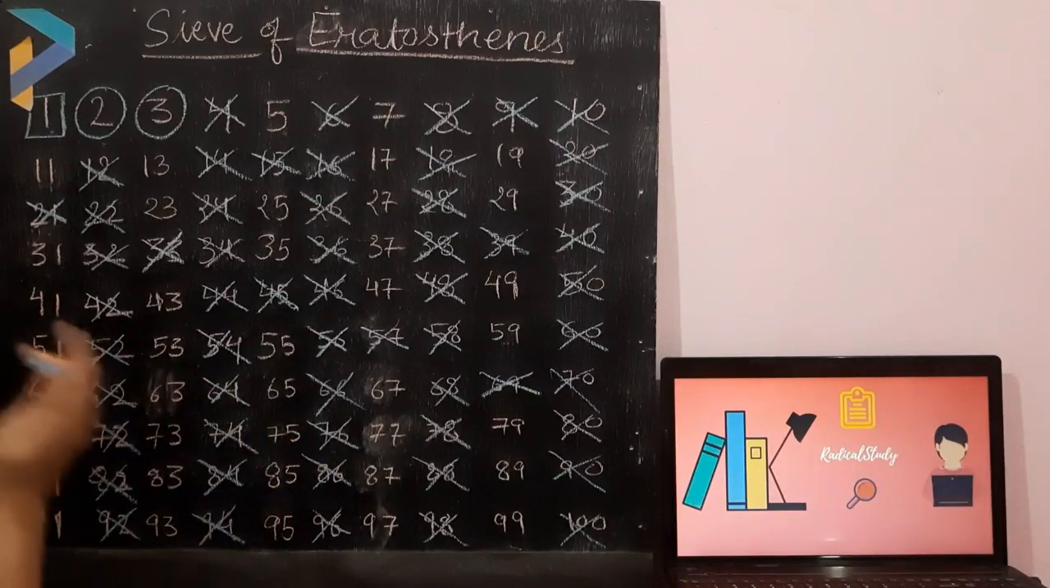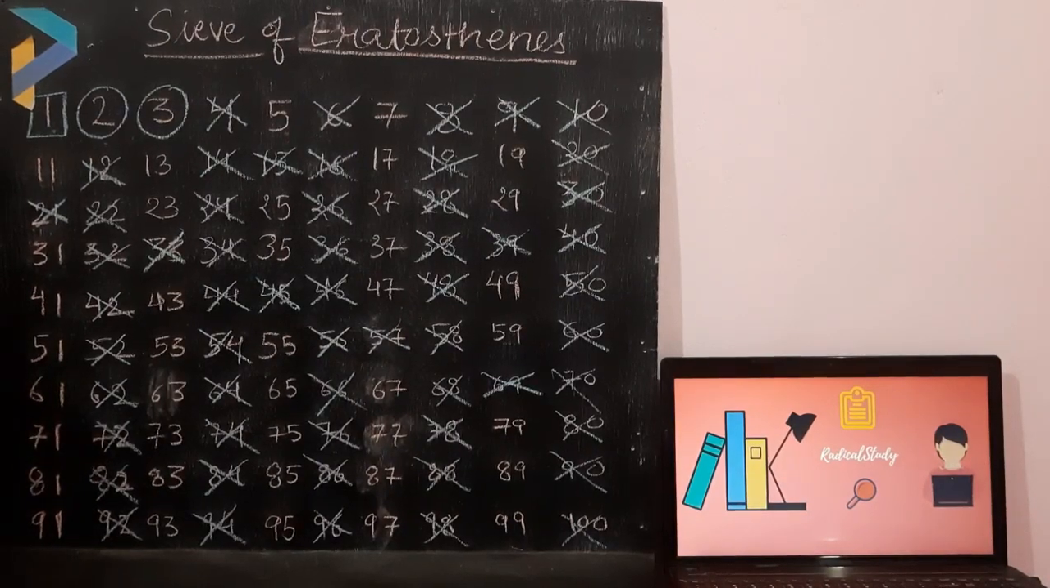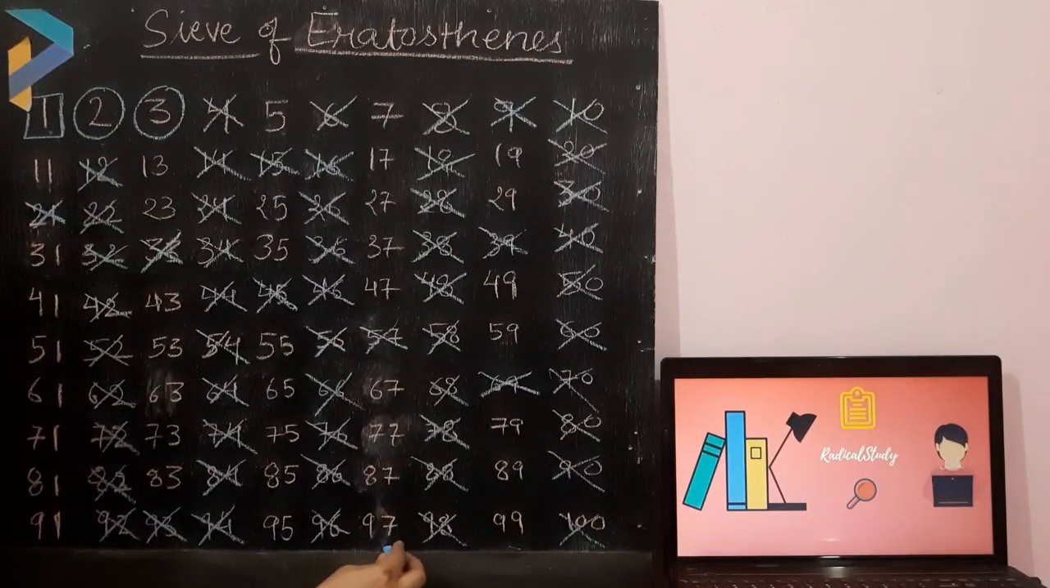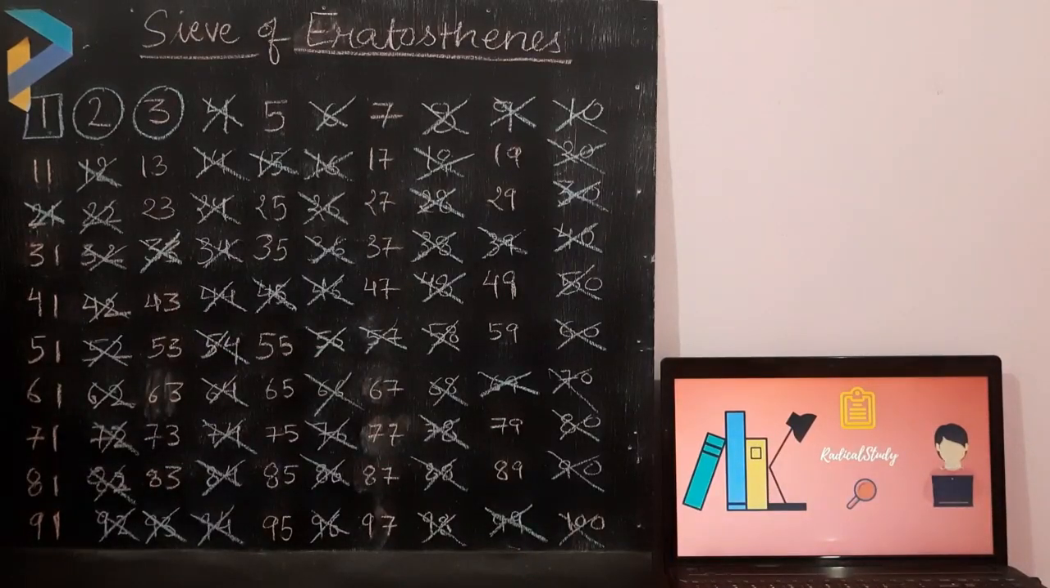Now which number is left? 91. 91 is divisible by 7. That is also not a prime number. 93 is divisible by 3. And 99 is also divisible by 3. So I have crossed those numbers.